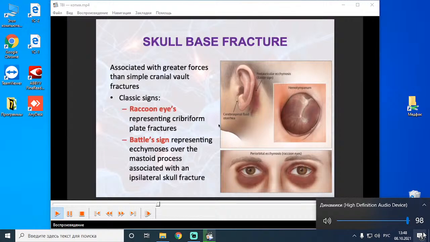Postauricular ecchymosis, representing ecchymosis over the mastoid process, associated with an ipsilateral skull fracture. Ipsilateral means on the side of the fracture. Sometimes cerebrospinal fluid otorrhea and also hemotympanum.